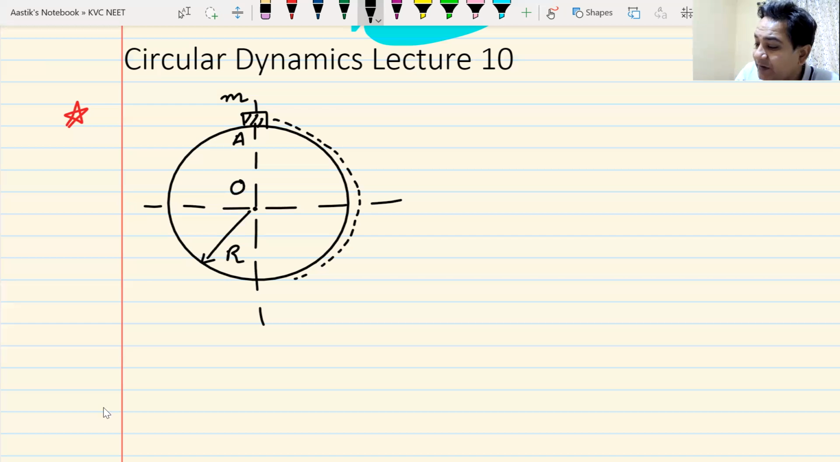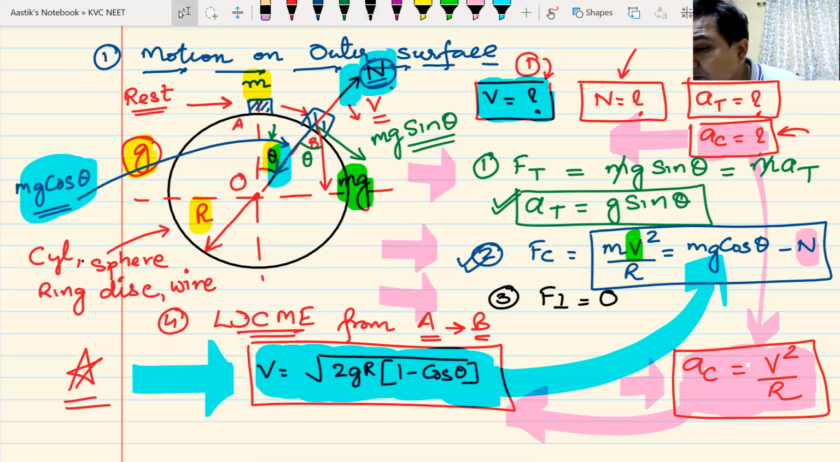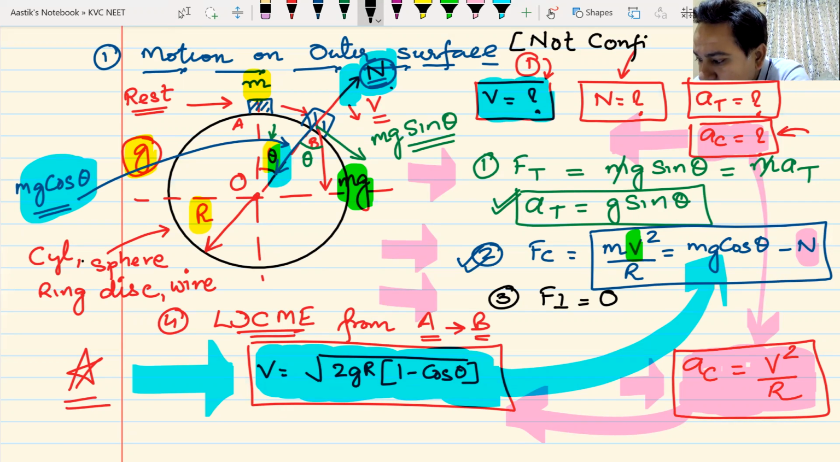Go back to the previous class. This I always add after we have understood this. This is the motion on the outer surface. And remember, this motion is not confined. This is not confined to circular path.